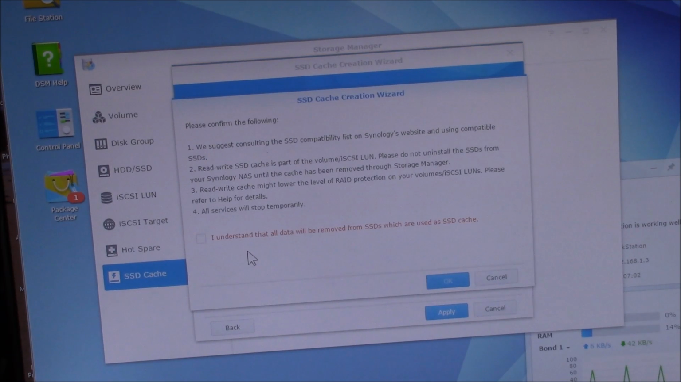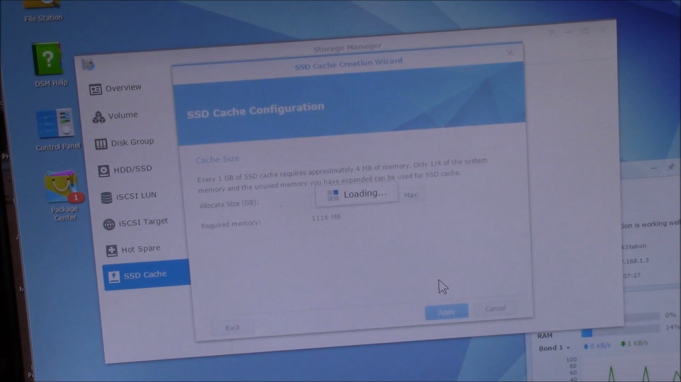Okay, we suggest, yeah, and I picked the Intel Enterprise SSDs. Read-write cache, do not uninstall. So you have to uninstall the cache before you can actually remove it. So understand all the warnings. Let's see what we get here.